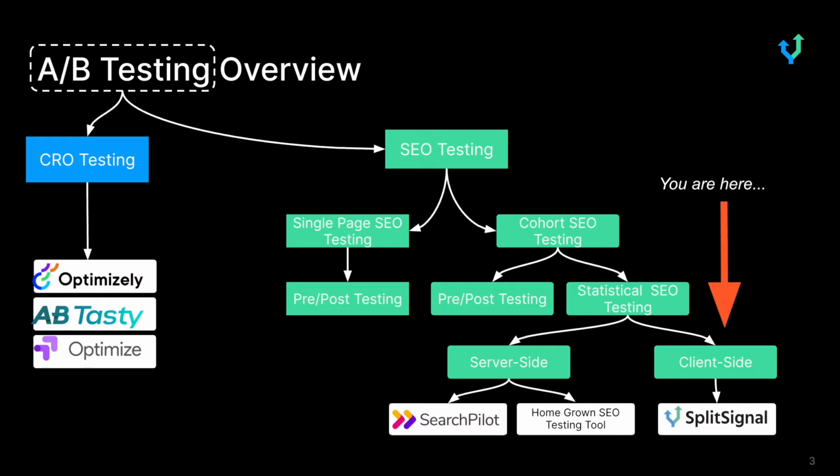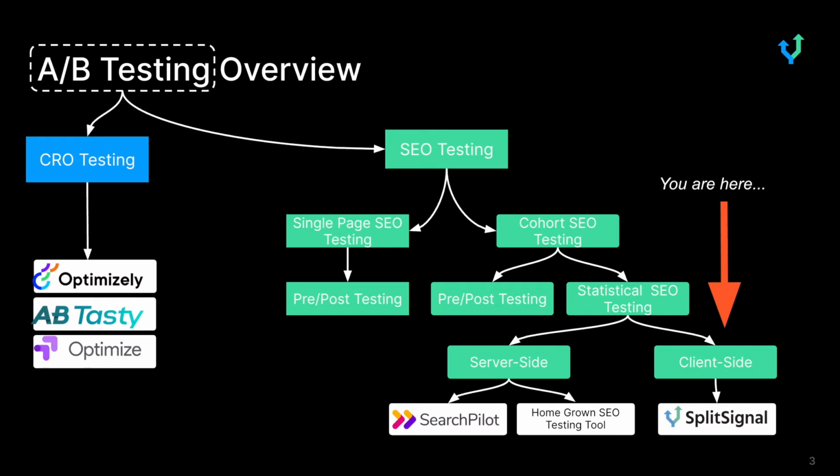Now, in a cohort test, we're referring to the types of templatized pages that we're running the test on. For example, product pages, category pages, blog pages, marketplace pages, and directory or location pages or near me pages are great examples of templatized pages that you can run a statistical SEO split test on.